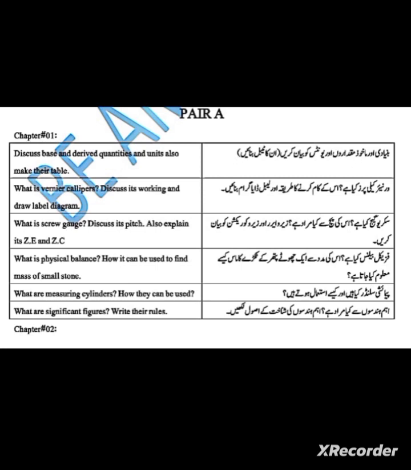In Part A, from chapter number 1: define base and derived quantities and also make their table. What is the Vernier caliper? Discuss its working and label its diagram. What is screw gauge? Discuss its pitch and also explain the zero error and zero constant. What is physical balance? How it is used to find mass of small stone? What are measuring cylinders, how they can be used? What are significant figures? Write their rules.